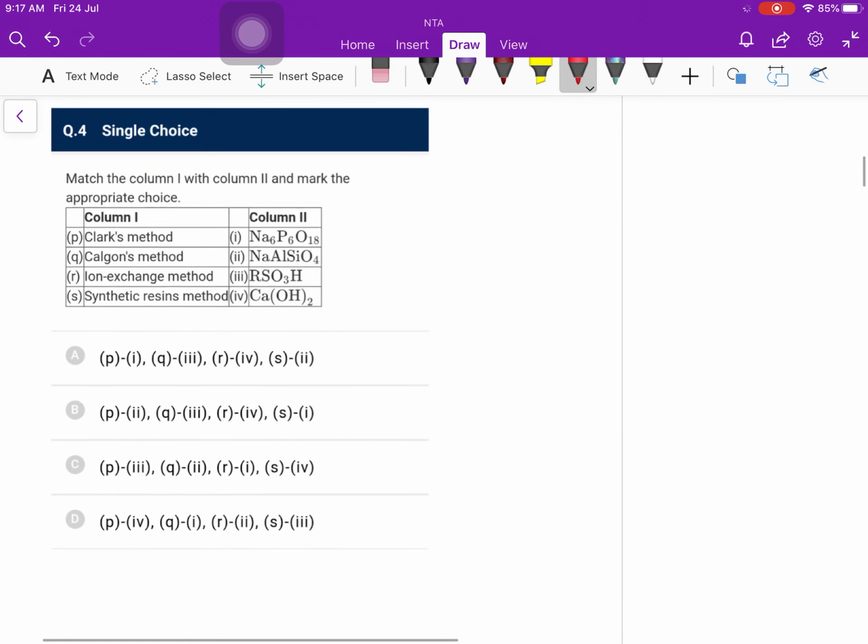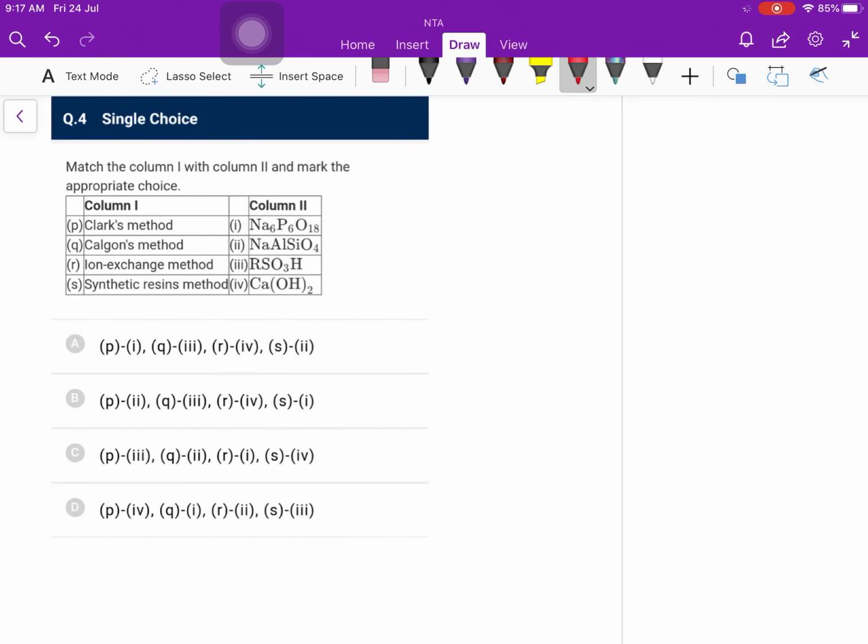Match column 1 with column 2, Clark's method. So Clark method and Calgon method are actually for removing the hardness of water. Clark method uses Ca(OH)2, so P must match with 4. So P matches with 4 is the correct option.